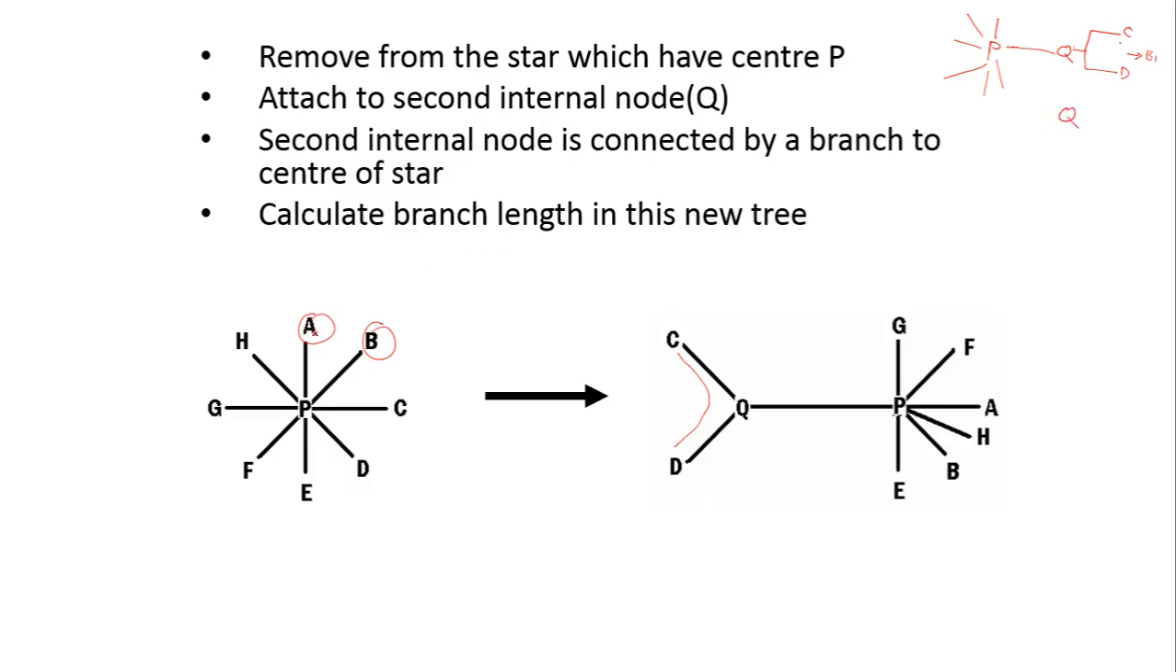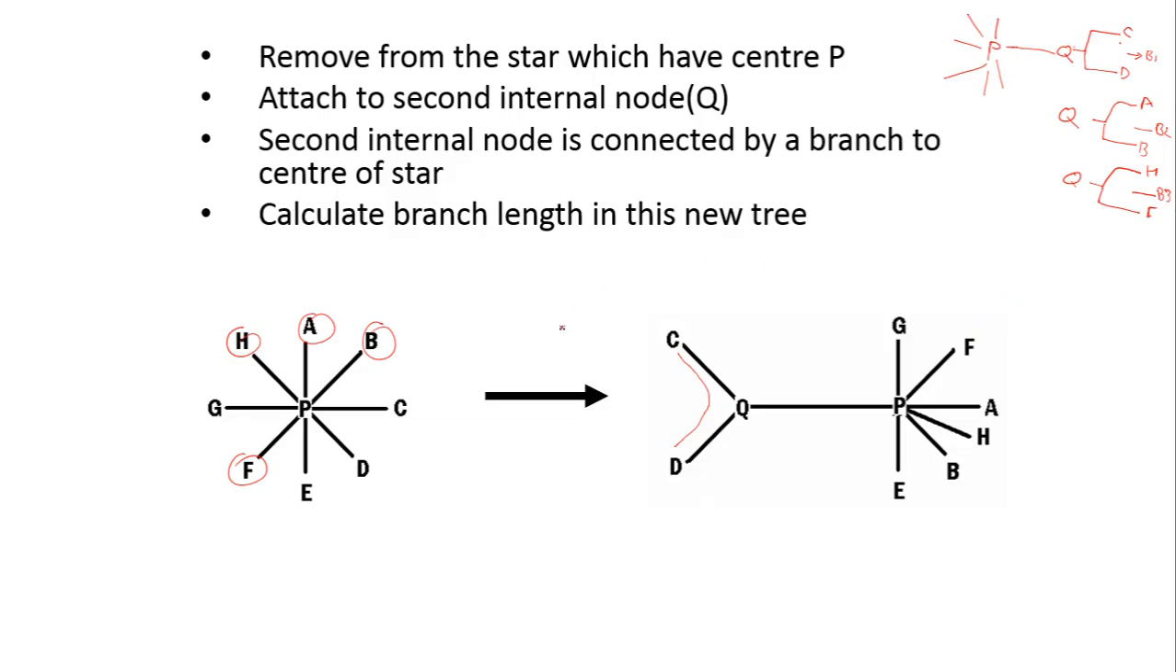We would take A and B out of your star and attach them to Q. Over here we have A and B, and again calculate the branch length. Say, for example, now the branch length is B2. We would again replace this A and B back into the star, again select any two random sequences, H and G, take them out, and connect them to this Q. Over here we now have H and F. Again we would calculate the branch length. Say, for example, the branch length that we have calculated now is B3.